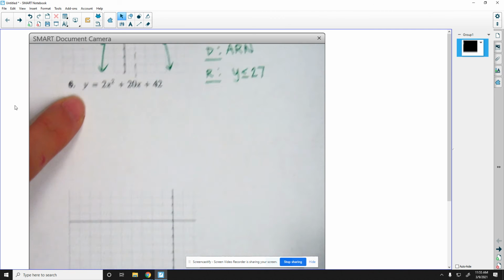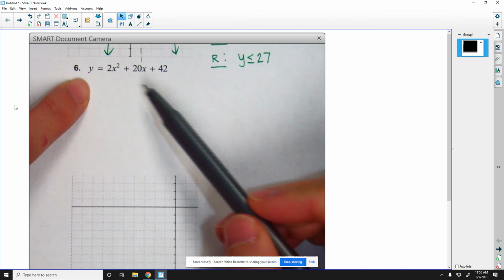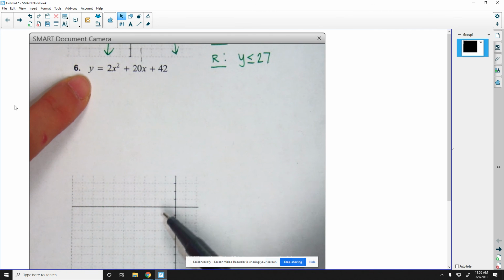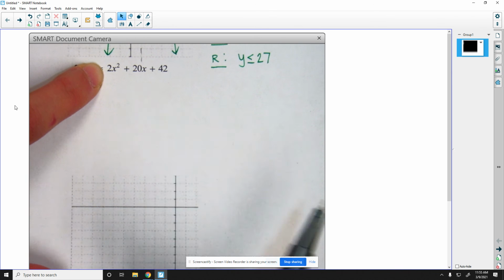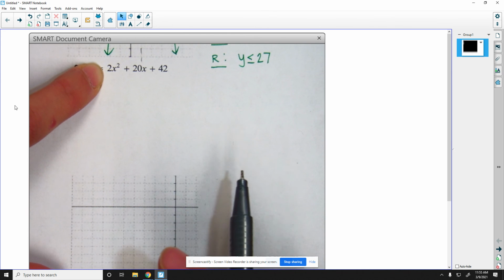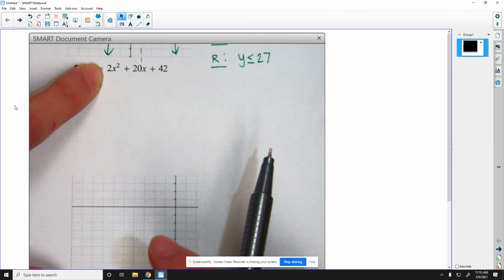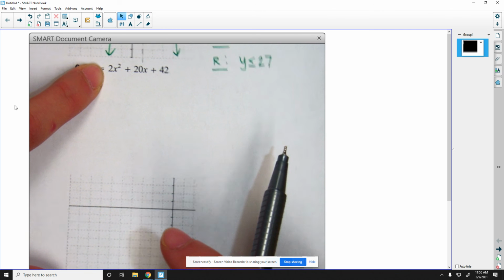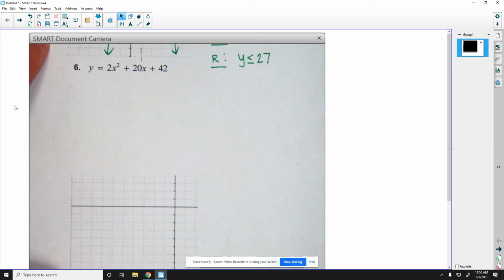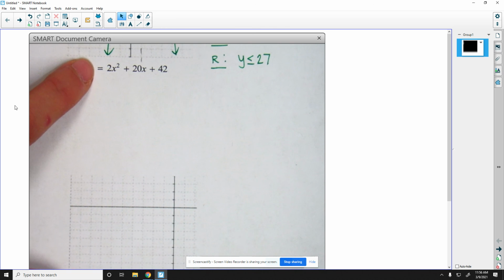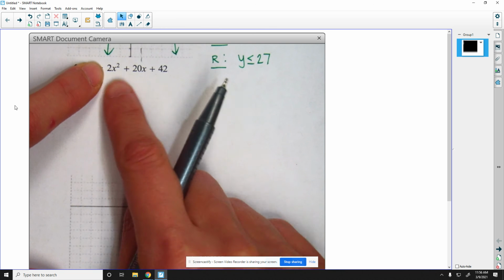Number 6. Now let's graph this one. The easiest way to graph it is by finding the zeros. I can't find the zeros yet because what do I need to do first? I need to factor it. All right, so I need to factor this.